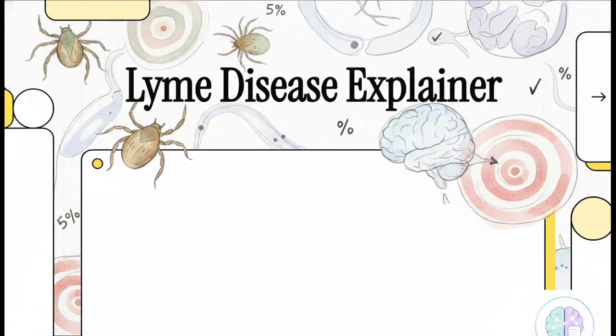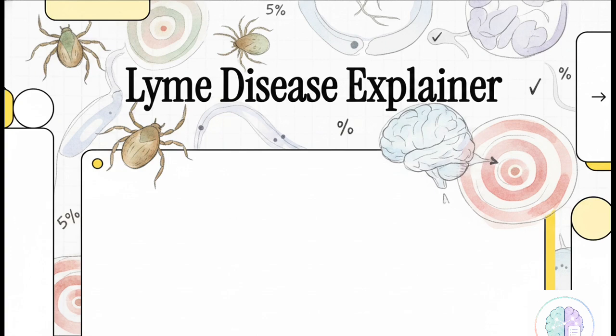Lyme disease is incredibly common, yet notoriously complex to track. Today, we're breaking down its entire clinical progression and neurological impact, completely unpacking the timeline so you have a crystal clear understanding of exactly how this disease operates from day zero all the way to chronic illness. We're going to go through every specific finding, every percentage, and every diagnostic rule point by point.